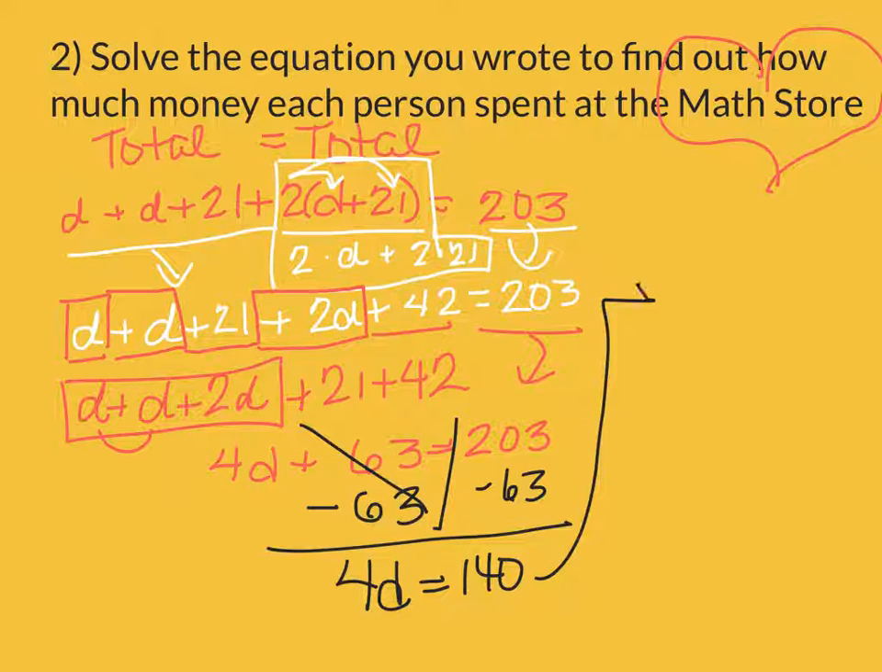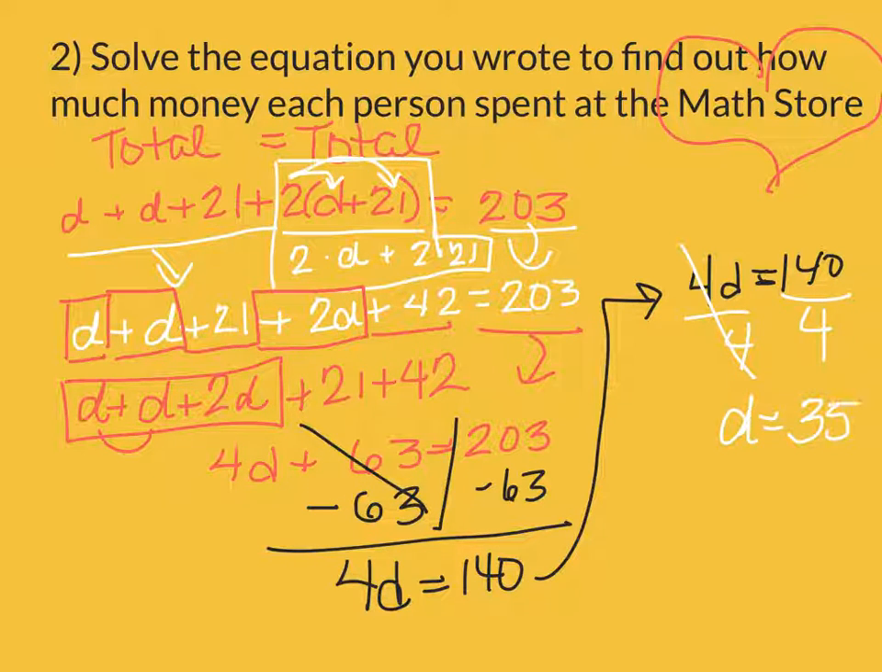I'm going to bring that over here because obviously I've run out of room. 4D equals 140. What's the opposite of times 4? Well, of course, that's divide by 4. Divide both sides by 4. These cancel. I'm left with D equals 140 divided by 4. Well, I still don't need a calculator for that. I know that half of 140 is 70, and half of that again is going to be 35. So that's how I would find 140 divided by 4, so D equals 35.